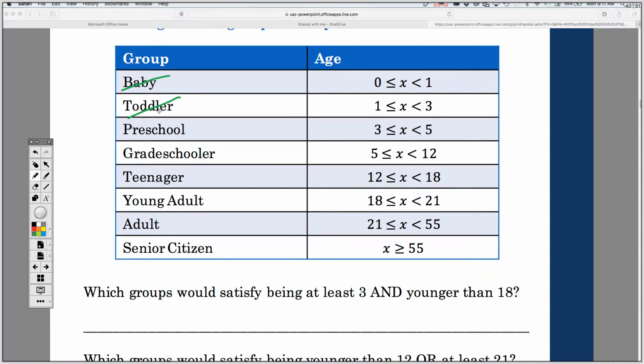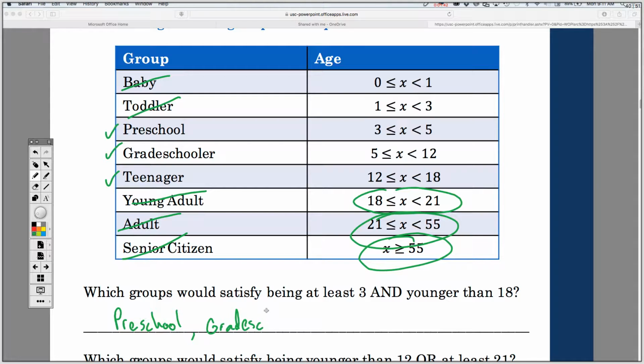So toddler? No. Preschool? Yeah. Grade schooler? Yes. Teenager? Yes. Young adult? No. Because this one's going to be 18 and older from here on out. So all these are no. So your answer would be preschooler, grade school, and teenager. All right, and teenager. Any questions?